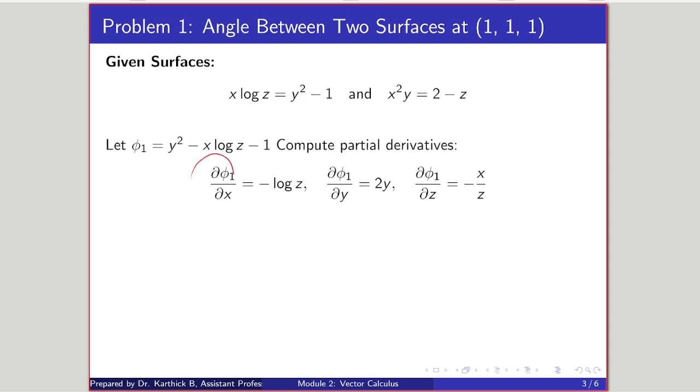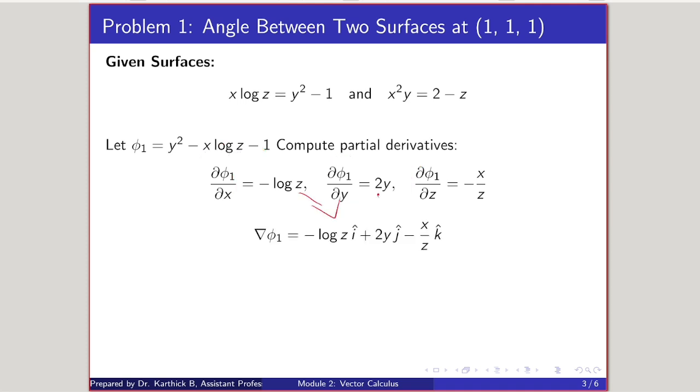Then we will find each value with respect to x, y, z. If I differentiate with respect to x, there is no term of x, so it becomes 0 here. Here it is x, so log z will be simply minus log z. With respect to y, it will be 2y and the remaining are constant. With respect to z, x will be a constant, and differentiating log z gives 1 by z, so minus x by z. We will substitute in the gradient formula.